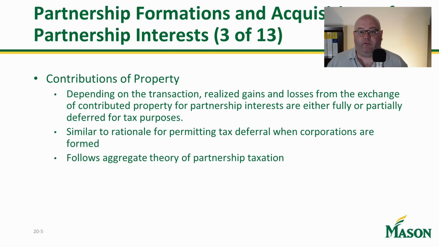Similar to the rationale for permitting tax deferral when corporations are formed, we didn't talk too much about this because I think we skipped over that chapter. But under Section 351, when you're forming a corporation, you contribute assets and in exchange you receive stock, as long as 80% of the ownership is making contributions at that time and receives only stock, there will be no tax effects as a result. If you want to take a look at that, look up code section 351 in your textbook. It'll have a pretty good description. It follows the aggregate theory of partnership taxation.